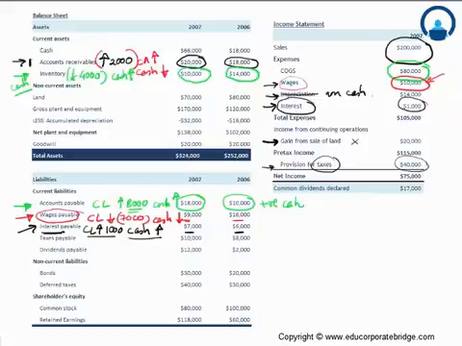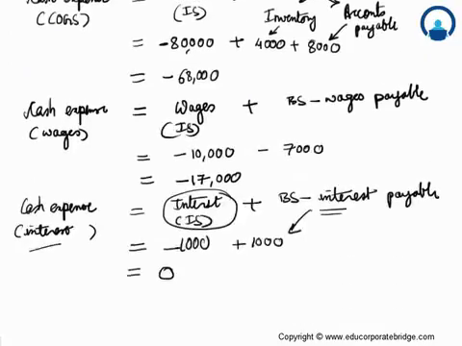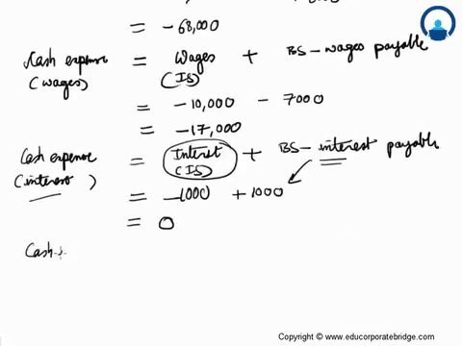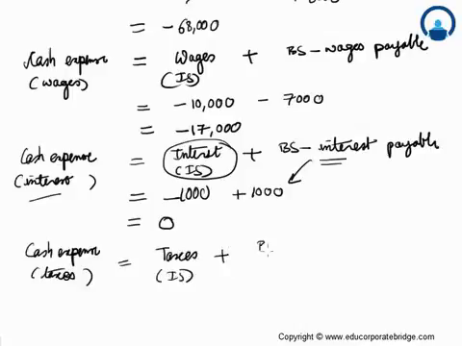Let us now look at the balance sheet and see if there are items related to taxes. You can see there are two items here. One is the taxes payable and there is deferred taxes, both of them on the liability side. So let's write down the formula first for better understanding. Cash expense because of taxes would be your taxes on the income statement plus your balance sheet.